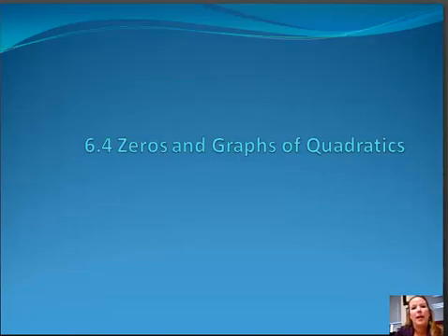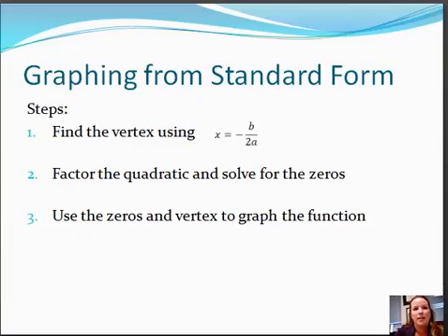Alright, today we're going to talk about how we can use our zeros that we learned to find yesterday to graph the function of a quadratic. So we want to know what the picture looks like, and we're going to use our zeros as our points instead of using a table.